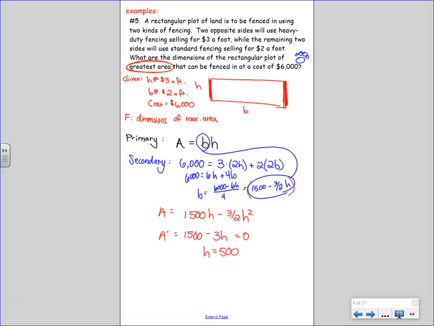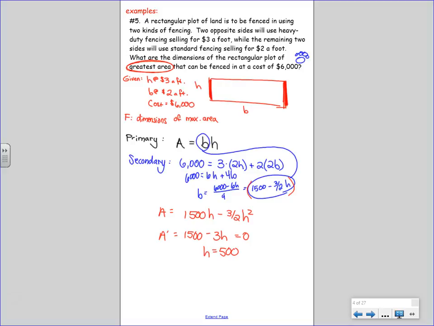Oh, wait a minute. Do I have to do a table test? Oh, stink. Hold on. We have to do a table test of the critical number with the endpoints. Oh, they didn't tell us the domain. Maybe this is one we're supposed to figure out ourselves. That was one of the steps, to consider the domain.